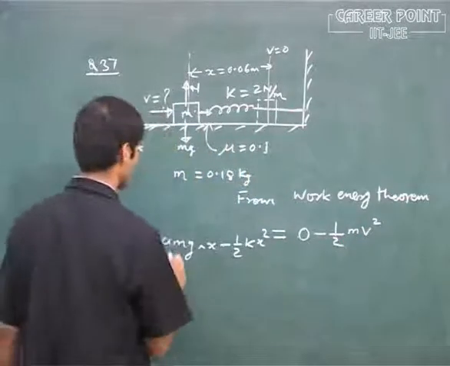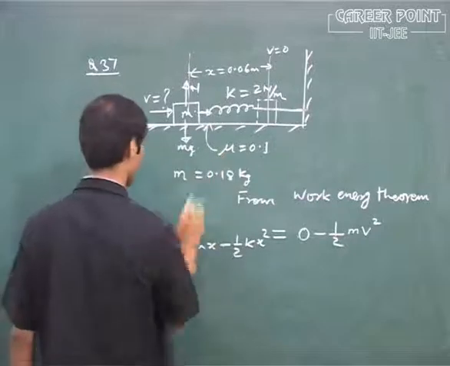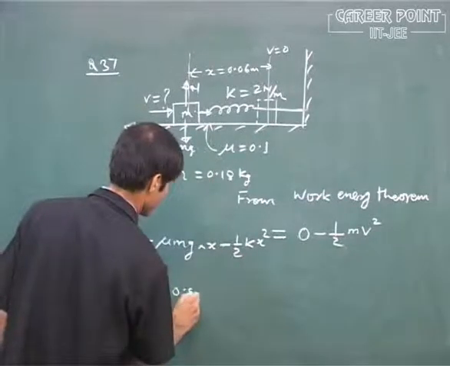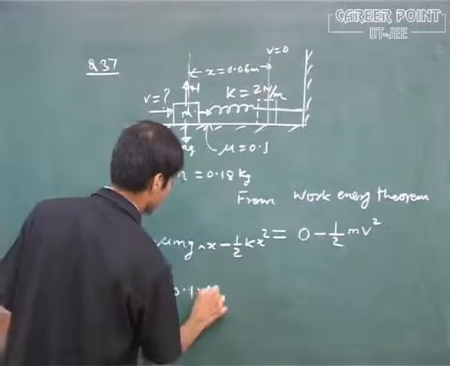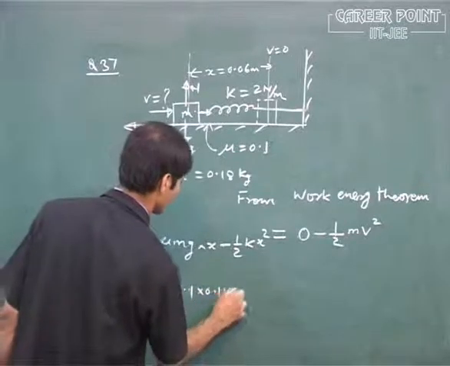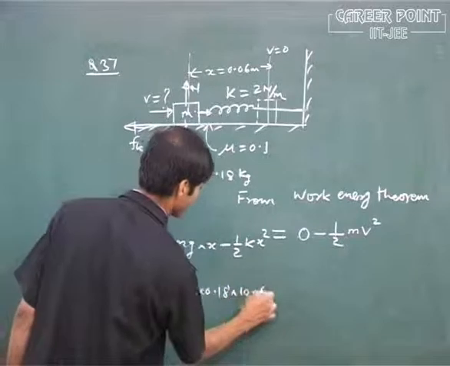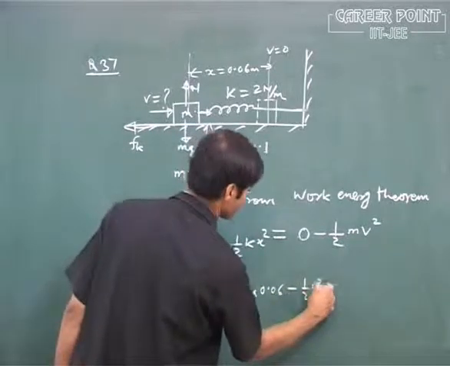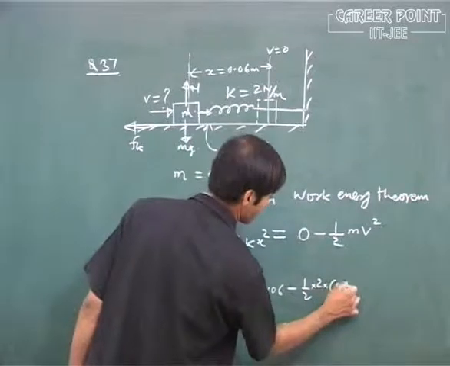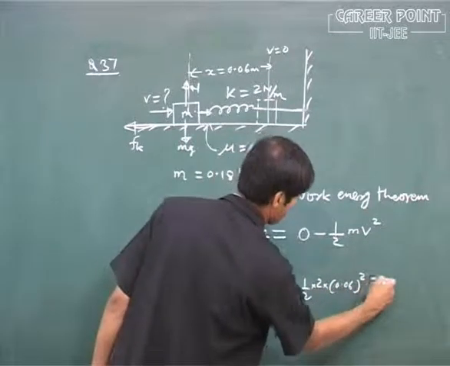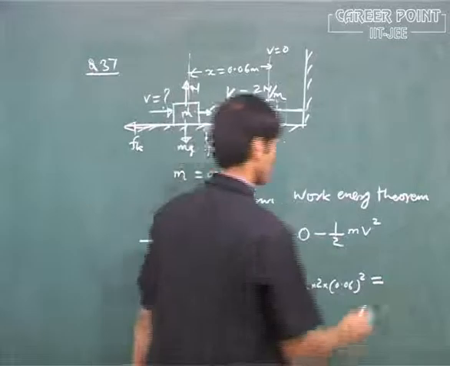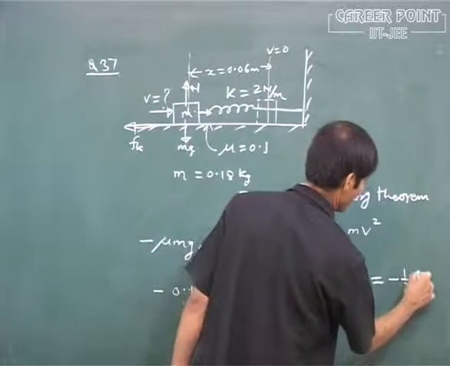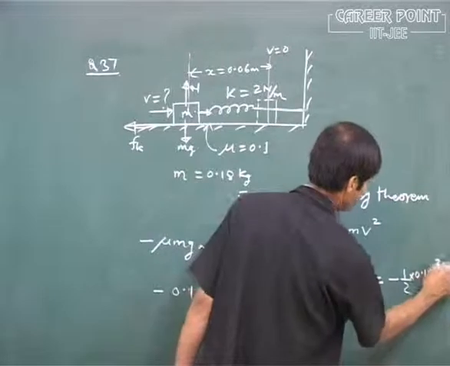Put all the values given in the question. Minus mu, 0.1, mass is 0.18, g 10, x is 0.06, minus half k is 2, 0.06 square is equal to minus half 0.18 into v square.